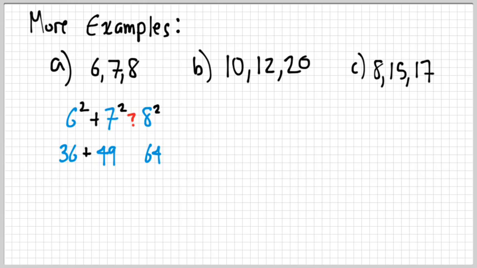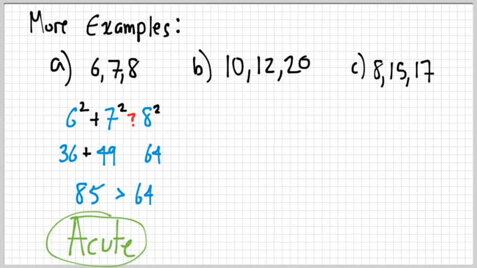We've got 6 squared plus 7 squared, and comparing that to 8 squared. So we get 36 for 6 squared, 49, and 64. 36 plus 49 is 85, which is greater than 64. But we'll focus on the hypotenuse, the longer side. It is smaller than 85.